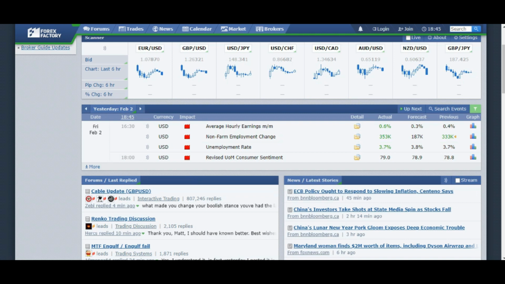NFP news usually comes out every first Friday of each month, and we can see here the average and non-farm employment change. The previous was 333,000 and the forecast was 187,000, but we got more than that, which is 353,000. Also, we had the unemployment rate, and it is 3.7. The previous was the same, but the forecast was 3.8.